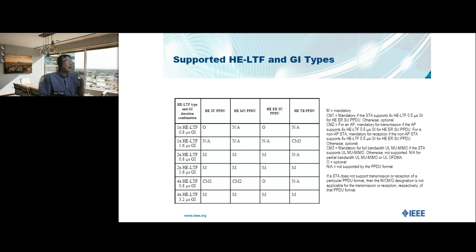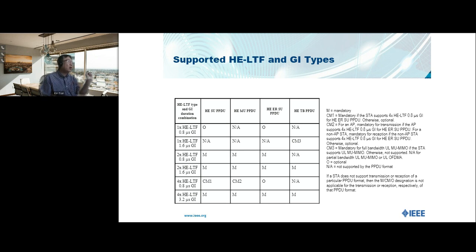plus 0.8 microsecond GI, because this is for most of the environment. For the trigger-based PPDU, because there are multiple stations transmitting, their signals are not perfectly aligned, so we need a longer GI to absorb the timing difference between the different users. For the trigger-based PPDU, the more common GI is 1.6 microsecond GI.